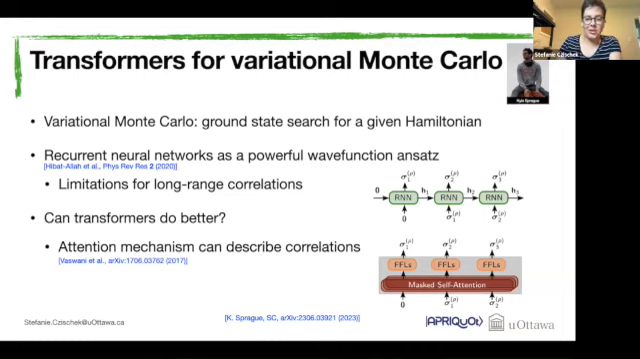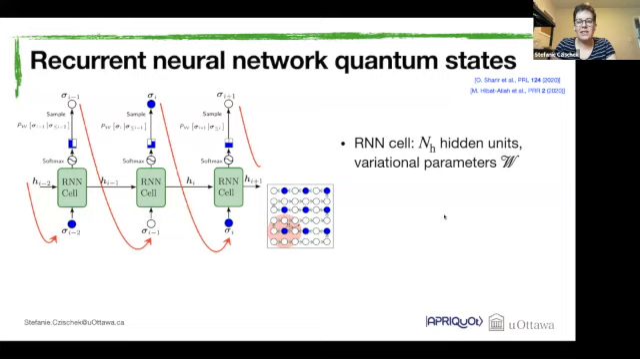And so before I show you how they perform and before I compare the transformer with the recurrent neural network, let me quickly summarize how we use recurrent neural networks to represent such quantum states and to find these ground states of a given Hamiltonian. And we do this by basically defining a sequence of qubits. So I assume that everyone is pretty much familiar with recurrent neural networks.